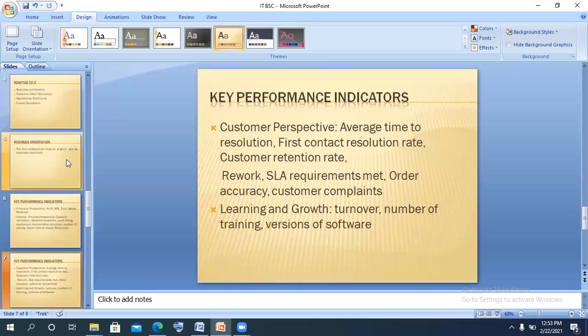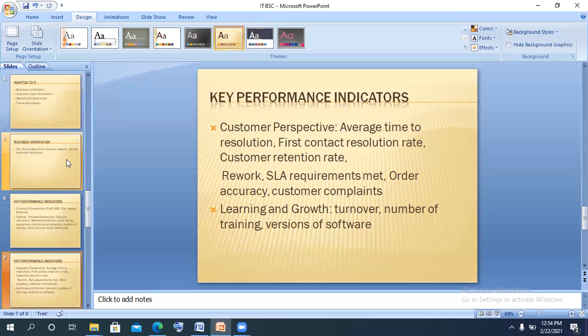For example, average time for a solution: how long does it take IT for the business to achieve certain goals or to resolve a certain problem? First contact resolution rate: if somebody calls the help desk, how many of those calls are resolved while the customer is still on the line? All that is a sign of capacity and determines whether people will be happy internally or externally. Customer retention rates can also be an indicator of customers' happiness with the business. Number of reworks and SLA, service level agreement, requirements that are met or not met will also be a pointer in your customer perspective.